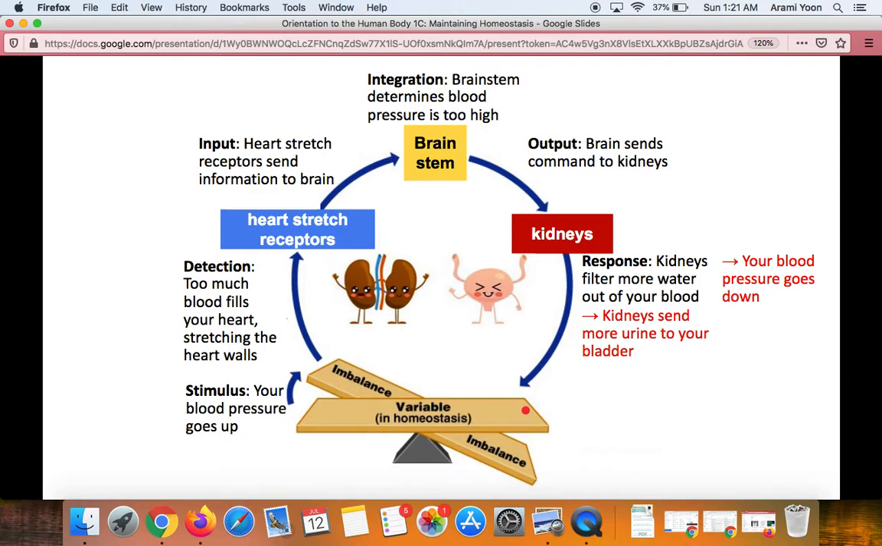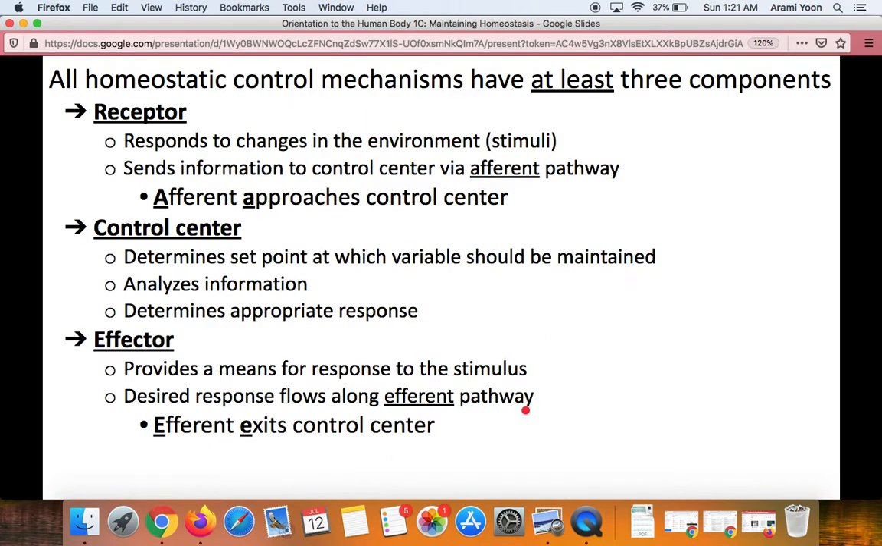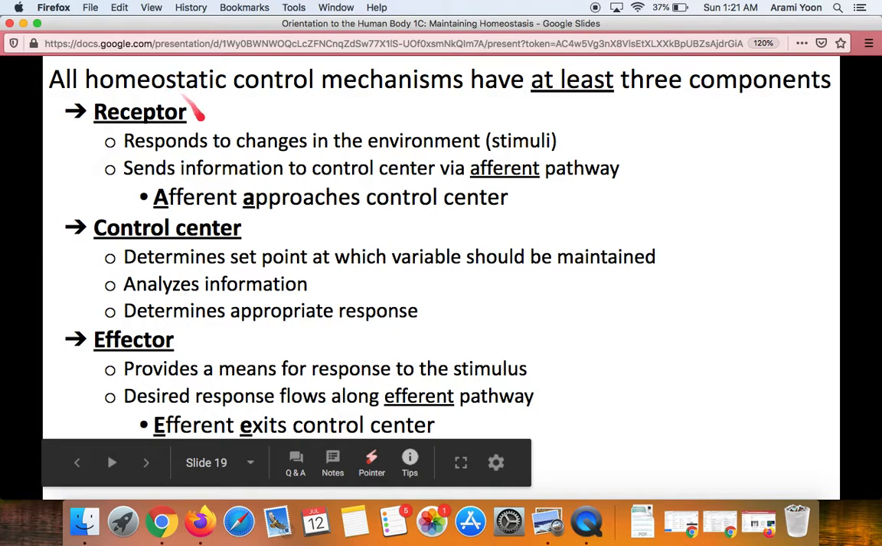Okay. So let's just show all the vocabulary that was associated with that. And I know it was a lot. But all homeostatic control mechanisms have at least 3 components, meaning 3 physical parts.